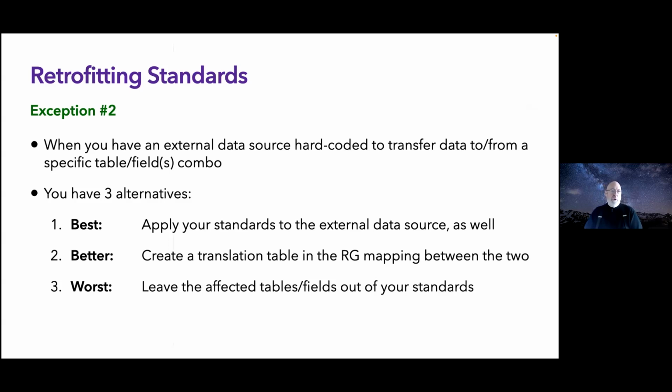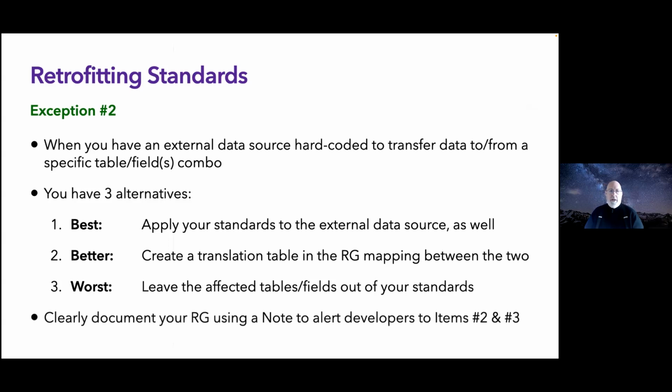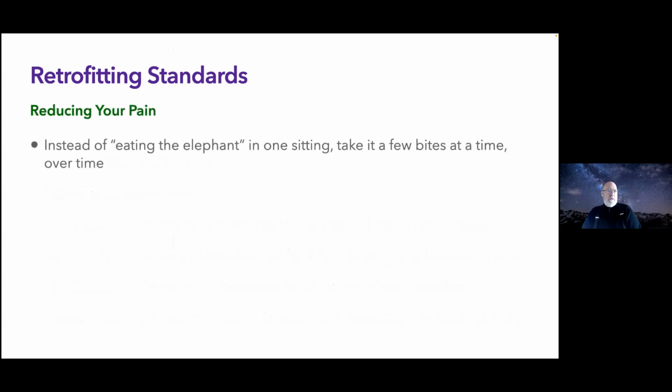If you're dealing with 2 or 3, you need to clearly document your RG with a note to alert yourself or whoever else later that those items exist and why. So how do we reduce our pain?